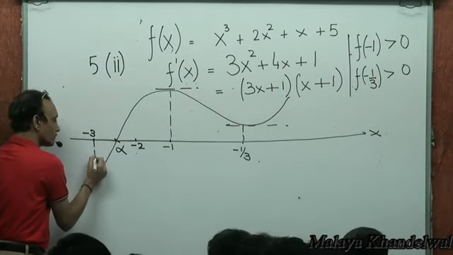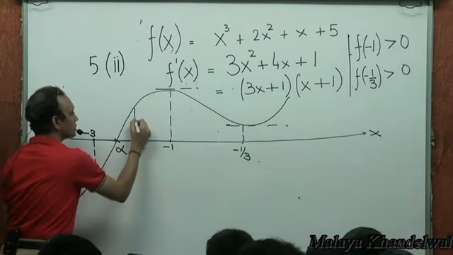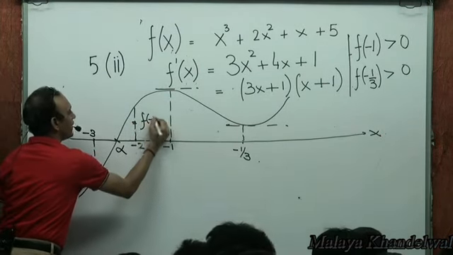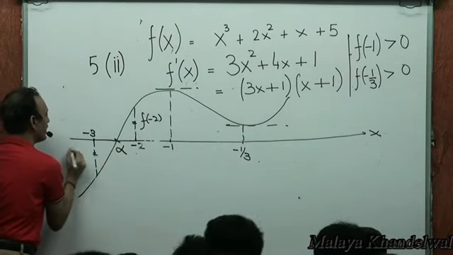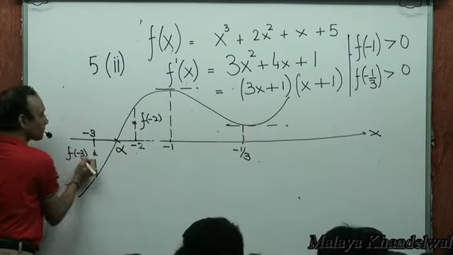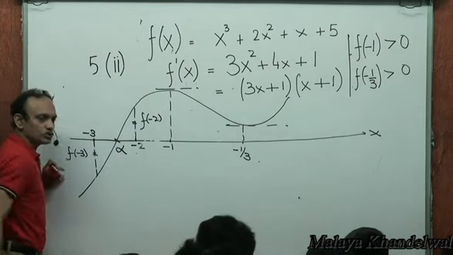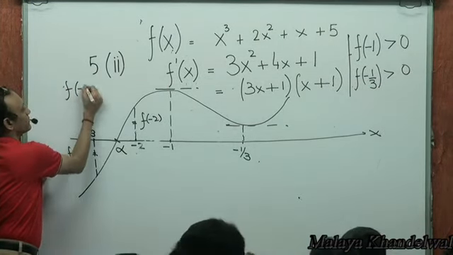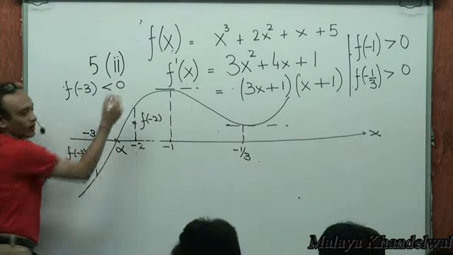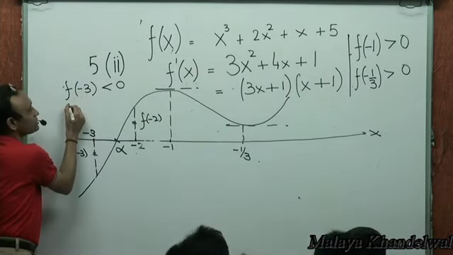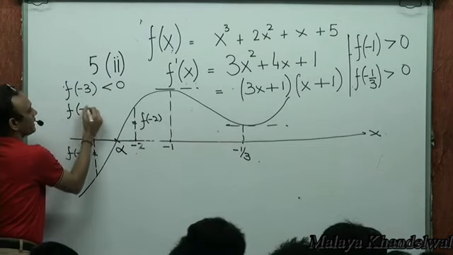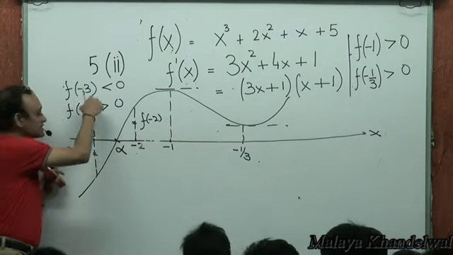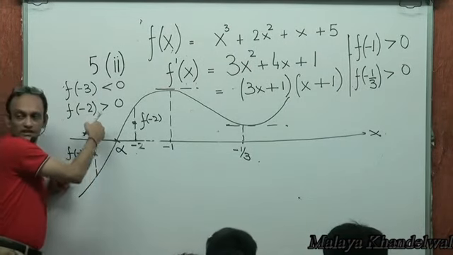Now, please check, this is f(-2). If f(-2) is positive and if f(-3) is negative, then alpha will lie in the interval -3 to -2. You may verify that. You'll be able to see that f(-3) is less than 0. How much? -7. Okay. f(-2) is how much? 3. So f(-3) is -7, and f(-2) is 3.